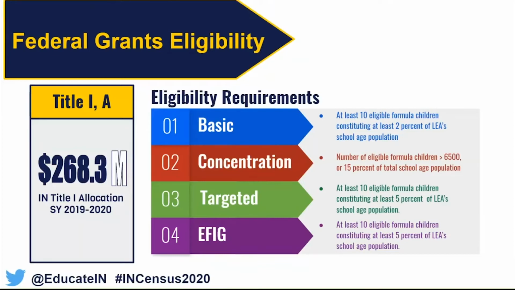While the targeted grant is more or less a weighted hybrid of the basic and concentration grants, the EFIG grants, yes, there are technically more than one, are designed to incentivize districts and states that commit higher levels of state and local funds to education and most equitable state and local spending among all districts.